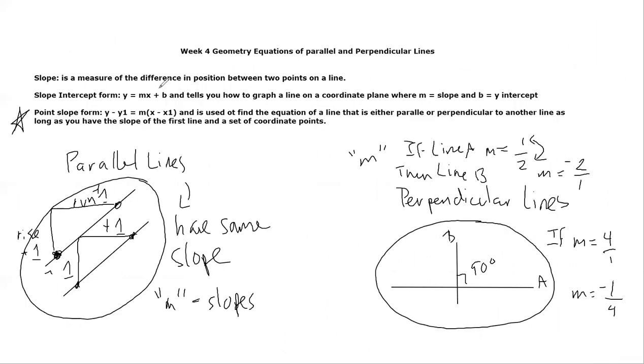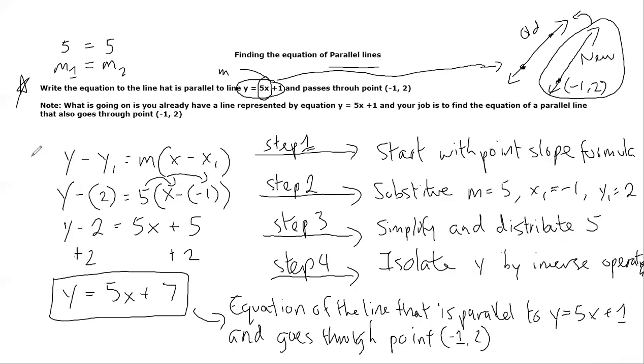The first one, the y equals mx plus b, is a form. It's kind of like a form that everything needs to be in, but you're gonna use the other one a lot. Okay, so we're gonna start with that. Step 1, start with the point slope formula. Just write down the formula: y minus y1 is equal to m times x minus x1. Always start there. Okay, cool.